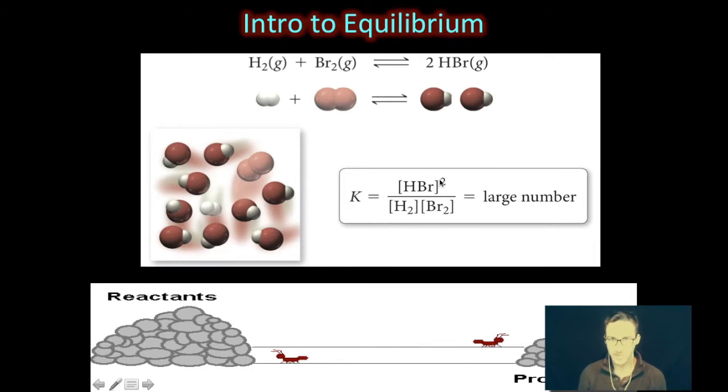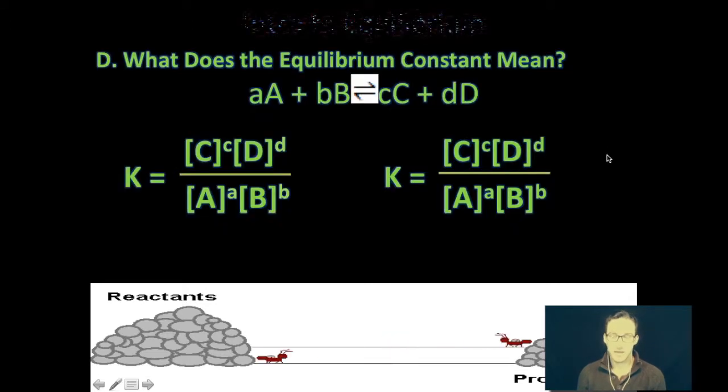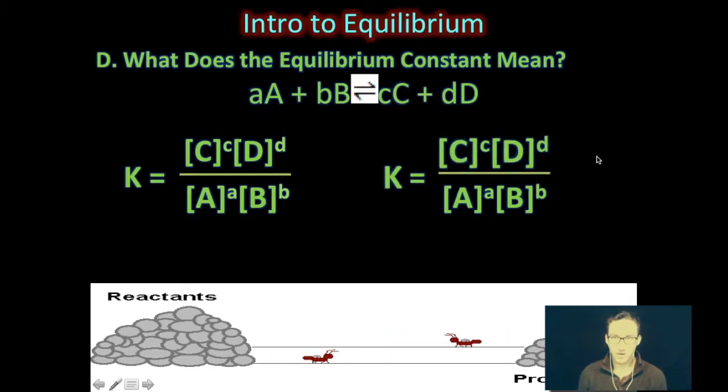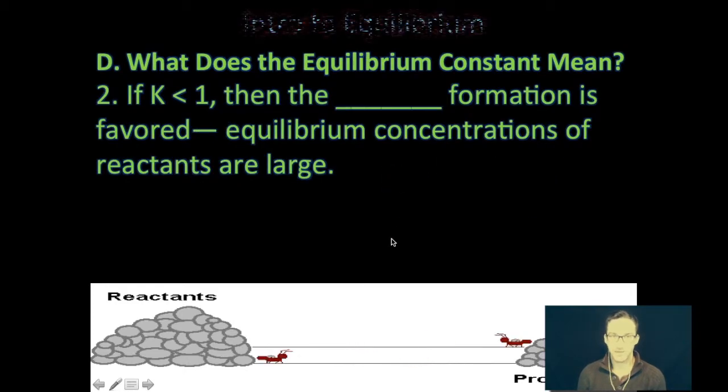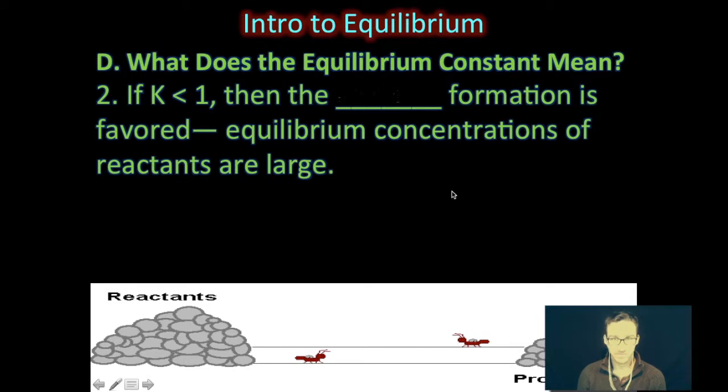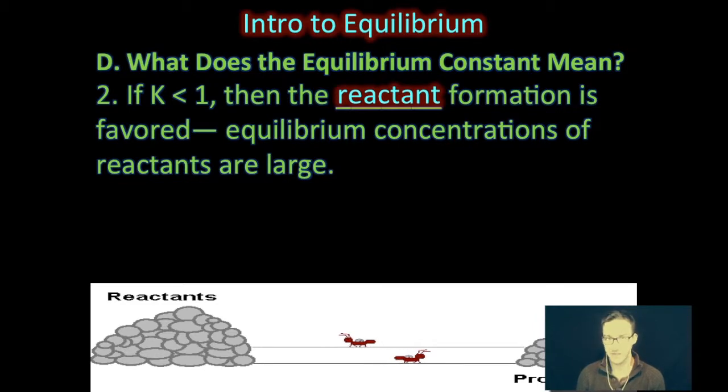And therefore, because products are in our numerator and reactants are in our denominator, we're going to have a large K value. So K is greater than 1, we're going to have a lot of product. As you look again quantitatively at how that works out, if you have a lot of product, a lot of numerator, your K value is going to be greater than 1. If K is less than 1, however, we say the reactant formation is favored. So when we hit equilibrium, there's a lot of reactants still left in our container.